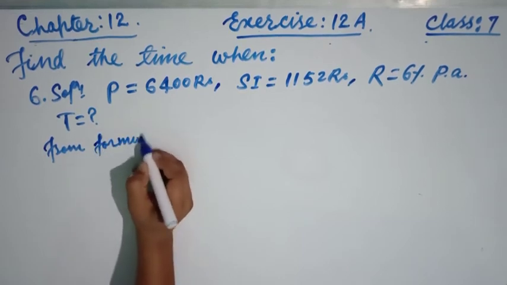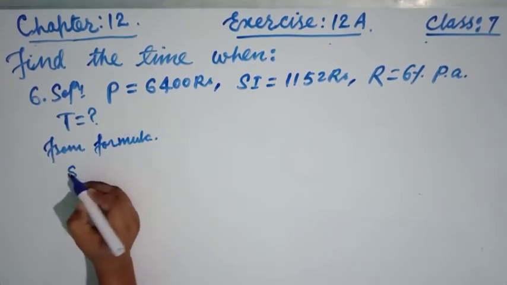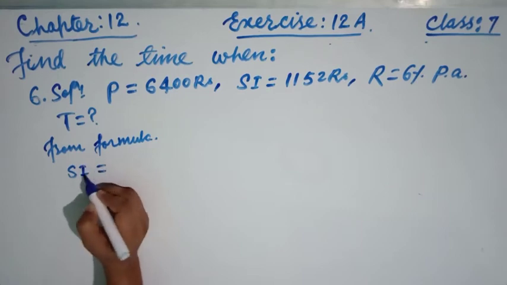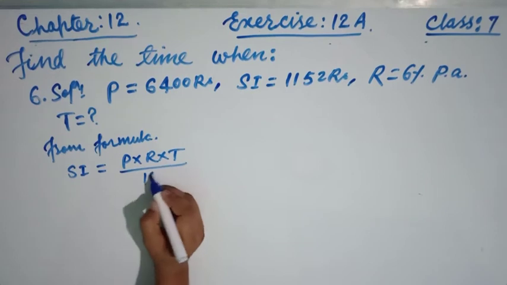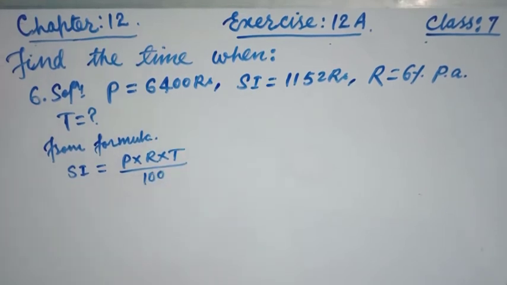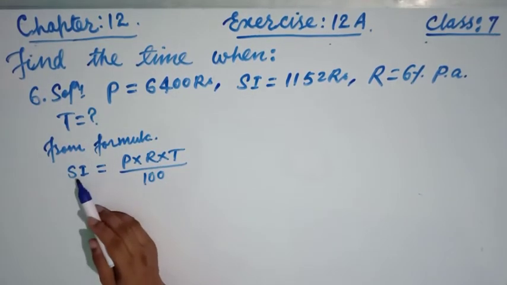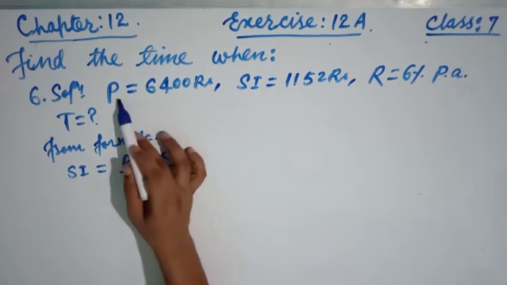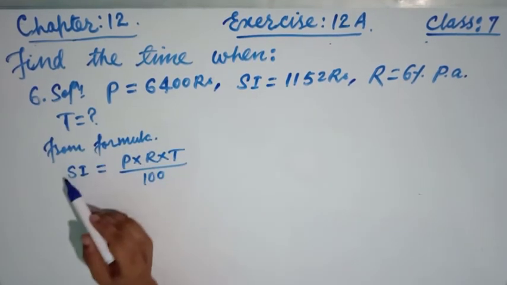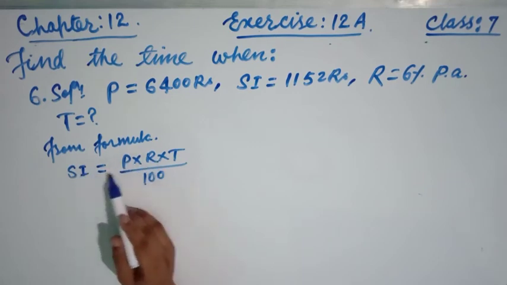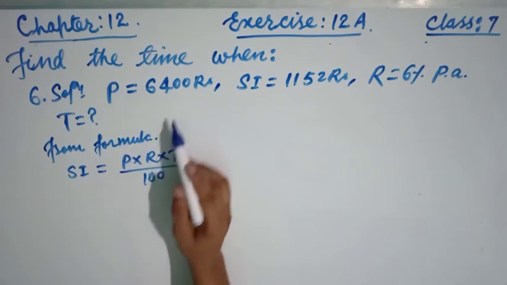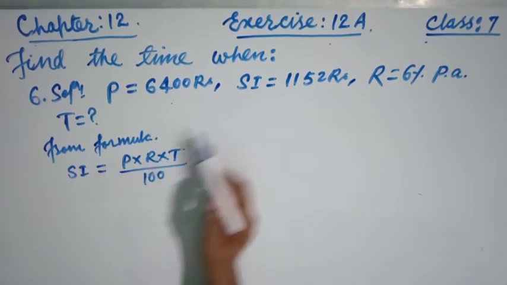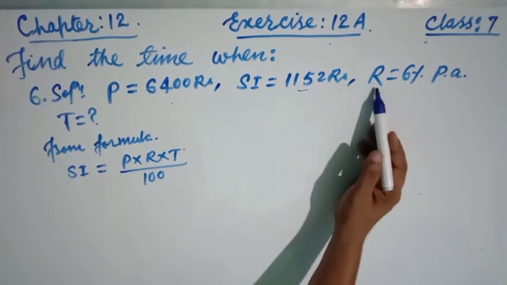From the SI formula we have to remember only one formula, friends: SI is equal to P into R into T divided by 100. So here, friends, there are 4 variables: SI, P, R and T, and among them 3 values are given. The value of P is given, the value of SI exists, and the value of R is given.